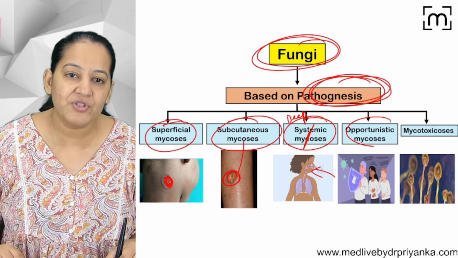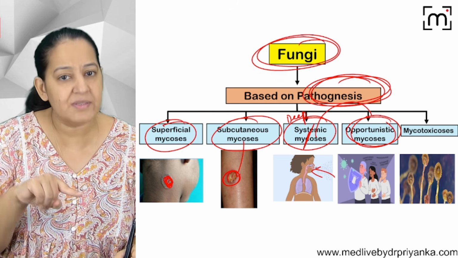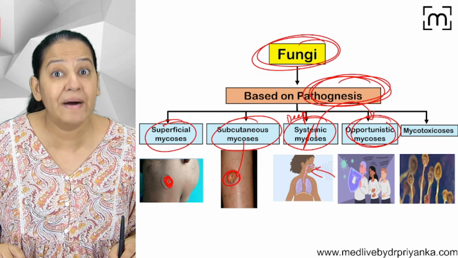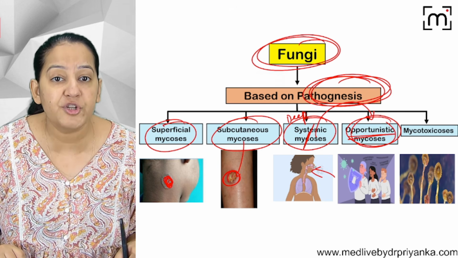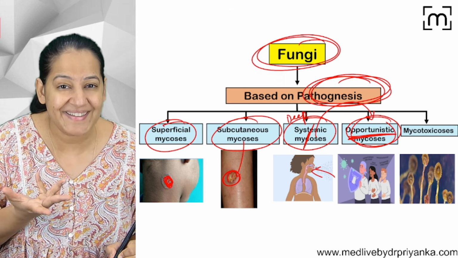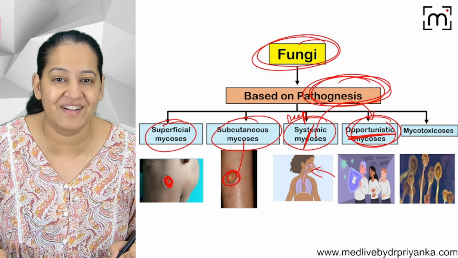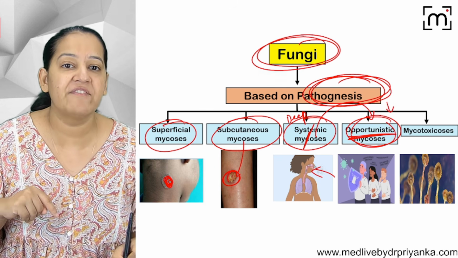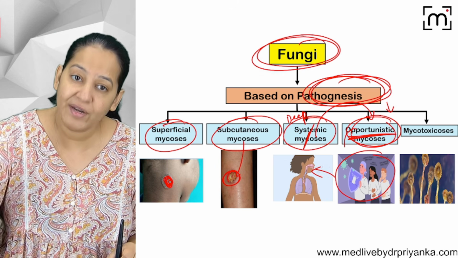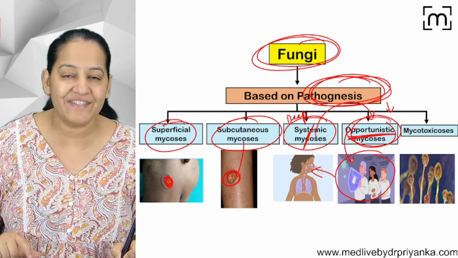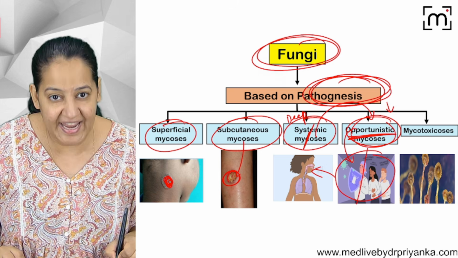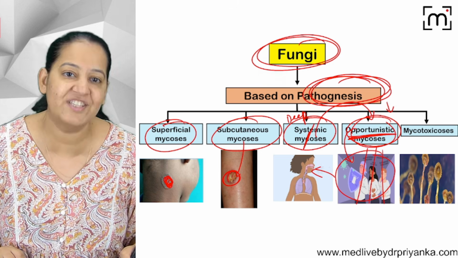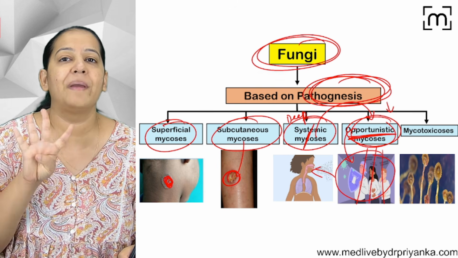And the last one is opportunistic mycosis. These are also systemic. They also involve multiple systems, but they need an opportunity to enter the human body. That's why they are known as opportunistic fungus. What is the opportunity they need? The opportunity is low immunity. Whenever the immunity is low, only then can they enter the human body. Otherwise, they cannot. Maybe the person has AIDS, or is on steroid therapy, chemotherapy, or has HIV. So these are the 4 main fungal disorders.